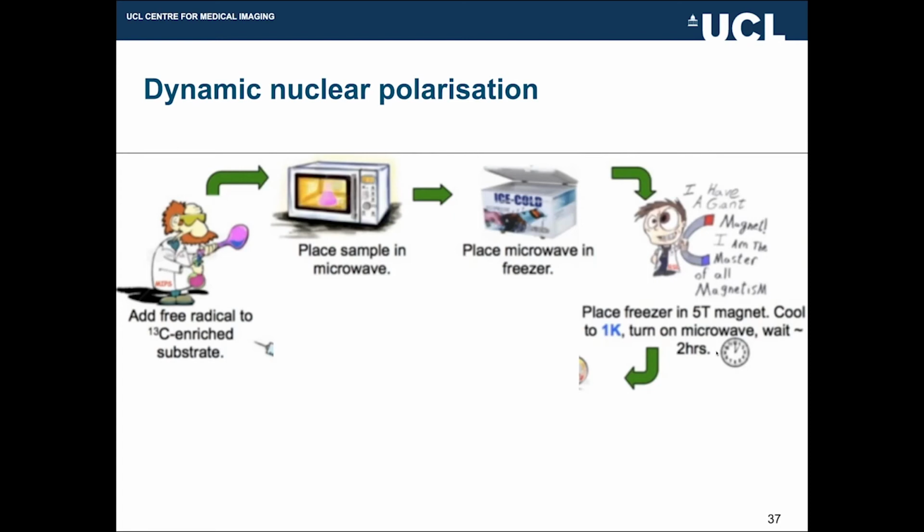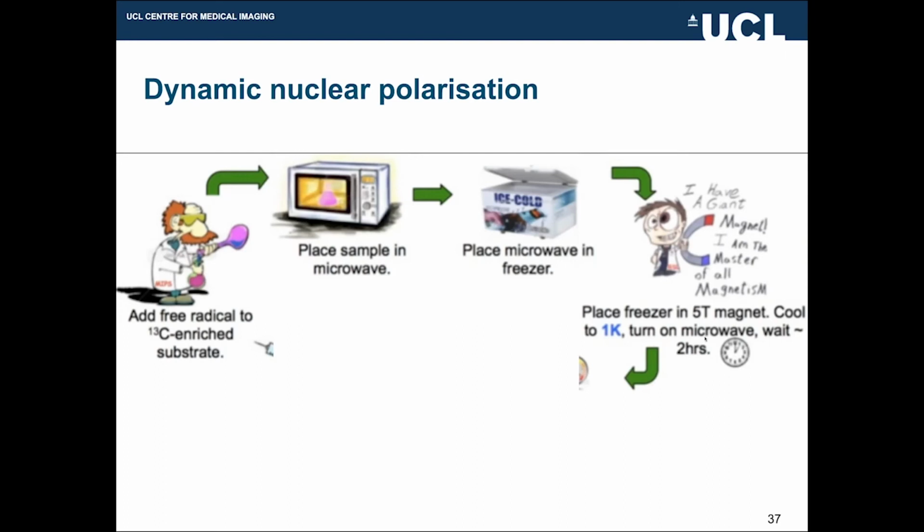And as a consequence of that, you boost your signal within your carbon-13 pyruvate by about 10,000 times, which means you don't need very much to inject into a patient to get the signal. And the signal will come from wherever the pyruvate goes to, and also where the pyruvate converts to lactate, that Warburg effect in tumors.